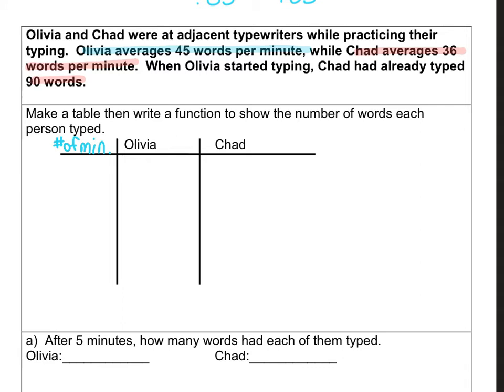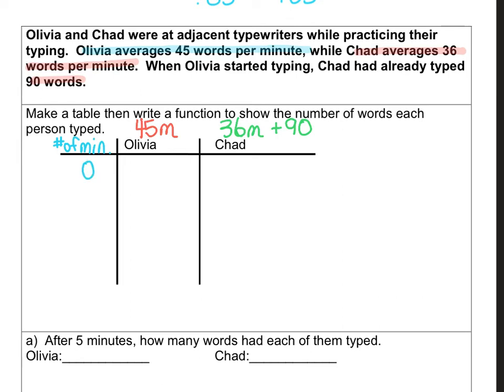So let's start with Olivia. What do we know about Olivia? She averages 45 words per minute. So I'm going to say 45m. So what do we know about Chad? He averages 36 words per minute. But he has already typed 90 words. Now, this time I'm not going to put the variable in the 90 in parentheses because they are not the same units. The variable represents number of minutes, the 90 represents words. So I'm going to leave it just the way I wrote it.